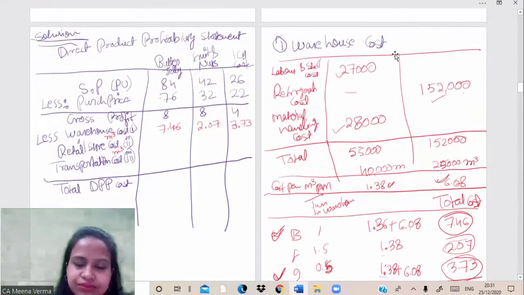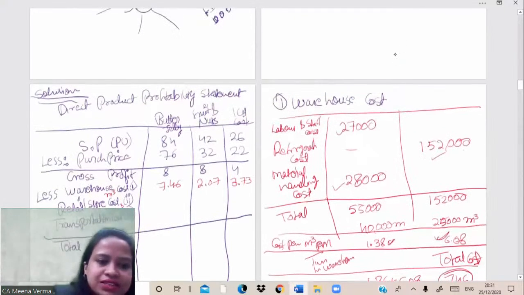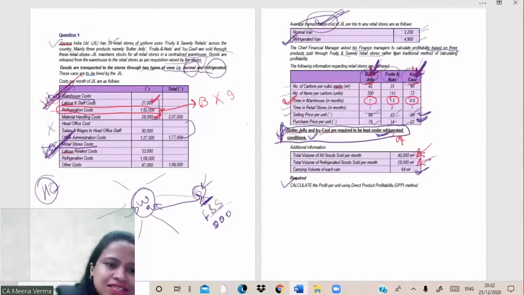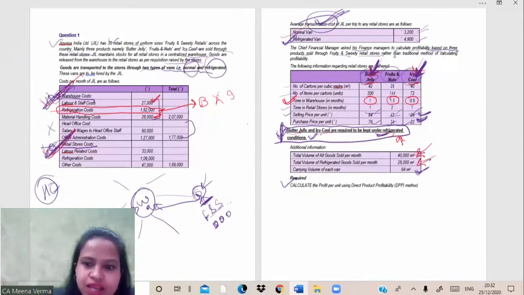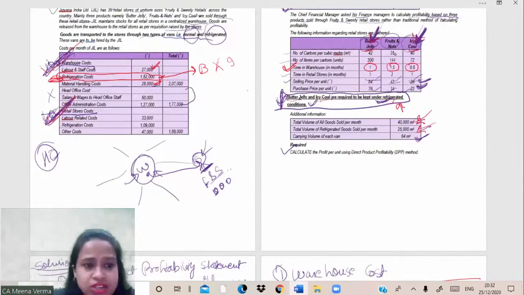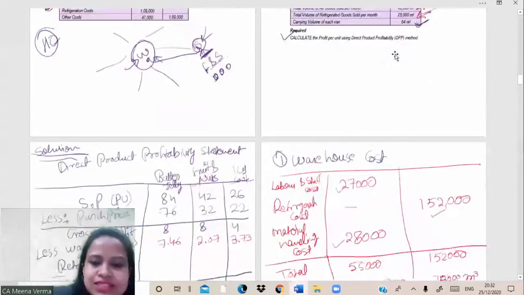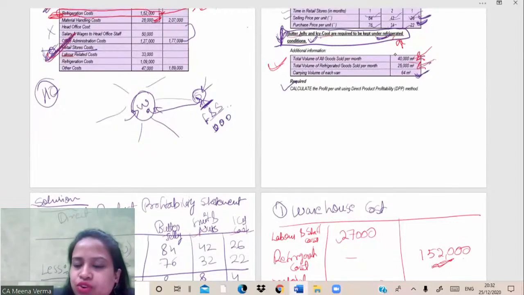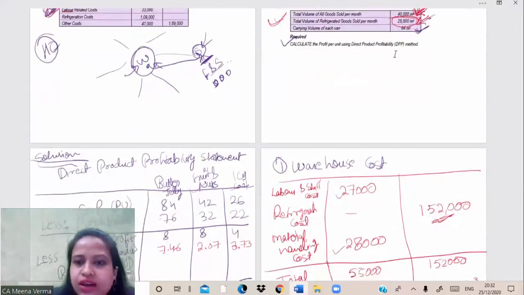What we have done so far: first we considered the selling price for butter jelly, fruit and nut, and icy cool. Then we considered the purchase price and found the gross profit. Now we have to consider three costs: warehouse cost, retail store cost, and transportation cost. For the warehouse cost, we have refrigeration cost. Refrigeration is needed for butter jelly and icy cool, not for fruit and nuts, so we will consider refrigeration cost separately and other costs separately. The volume you will keep in warehouse for refrigeration is this, and the volume for other products is this.